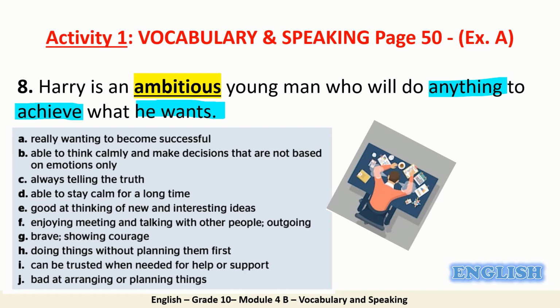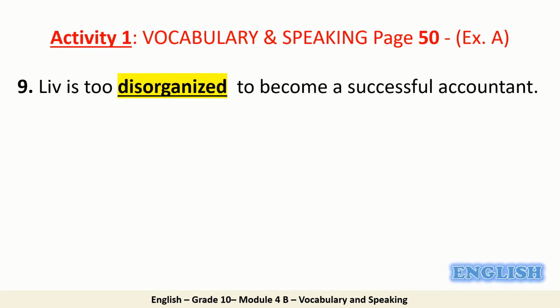An ambitious person is a person who really wants to become a successful person. So basically, he is determined. My grade 10 students, I hope you are all ambitious. Two more words to go. In order to know what disorganized means, you need to read and highlight the keywords.